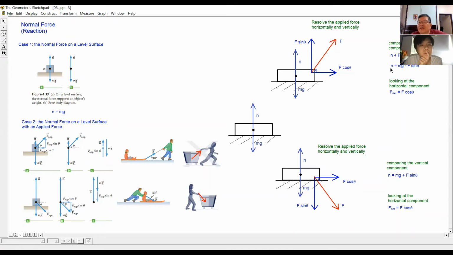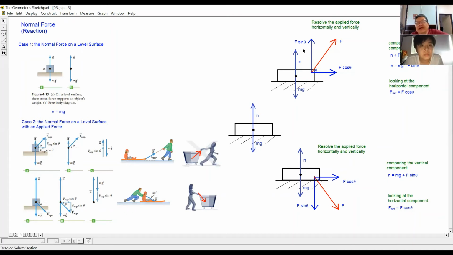So I say that N plus F sine theta equals mg. So how much is the N now? The N is actually mg minus F sine theta. You bring this F sine theta over. So the normal reaction now is no longer mg, but is mg minus F sine theta. Okay. Any questions so far? No questions, sir.